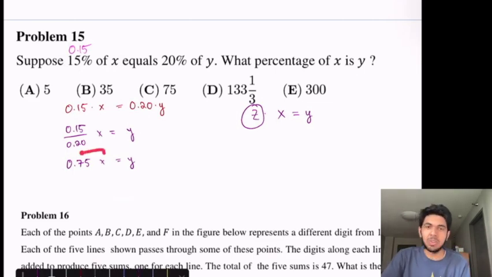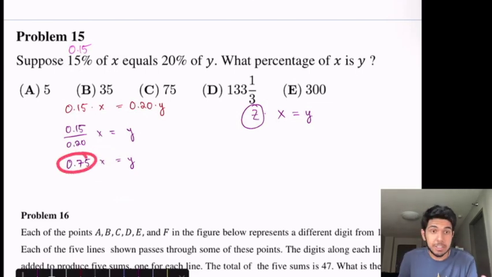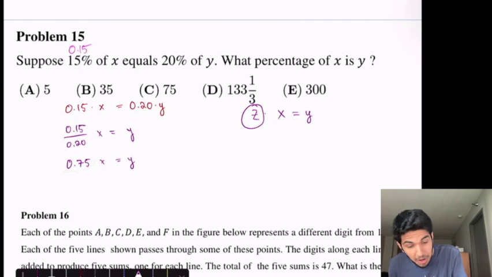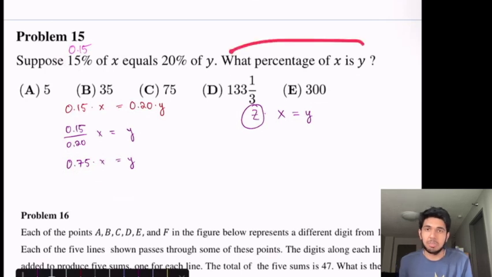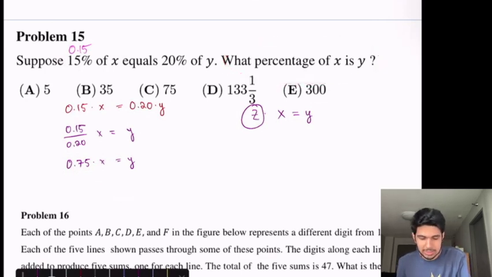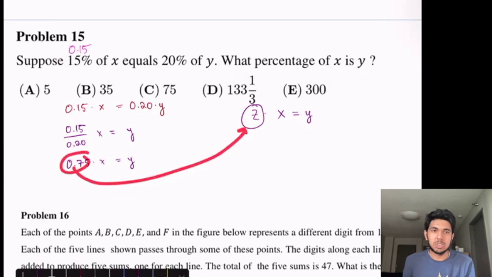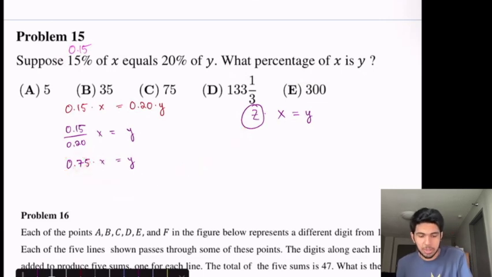If we read this out loud as a percent now, this would say 75% of, since we're multiplying, x is y, right? It reads out for us. 75% of x is y. That's exactly what we're looking for here. So this 0.75 aligns with this z, which is what we're looking for.